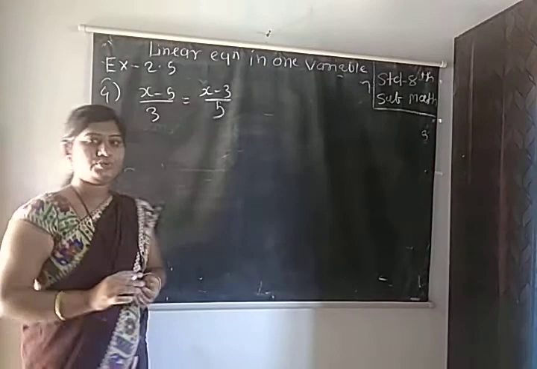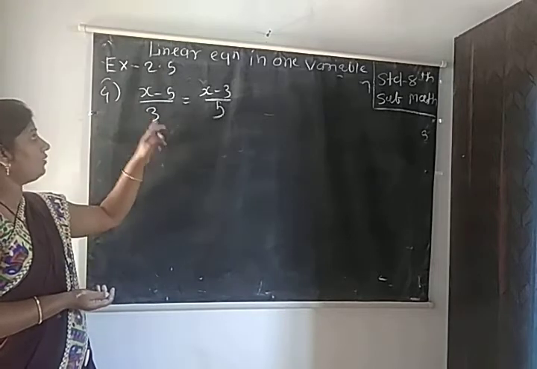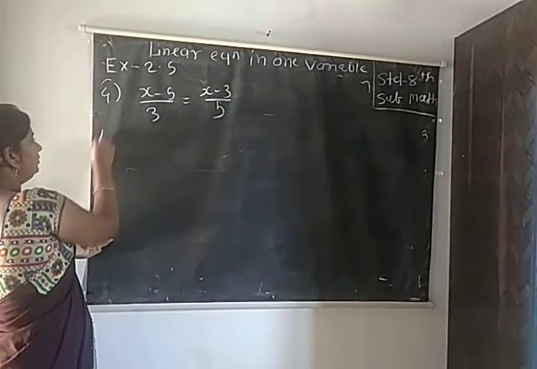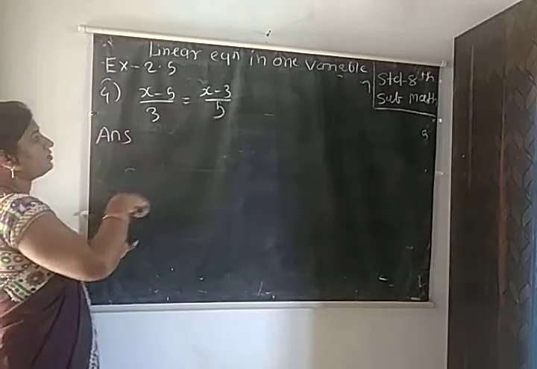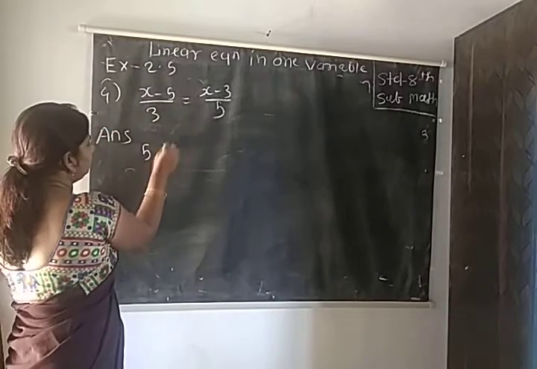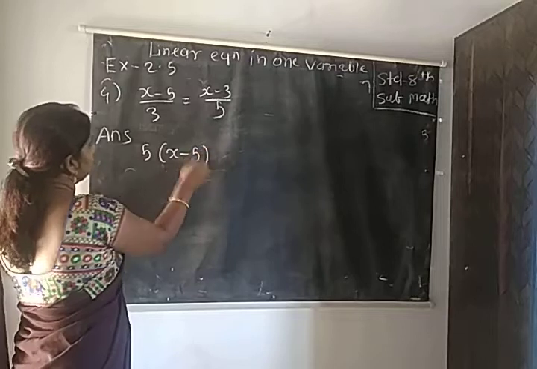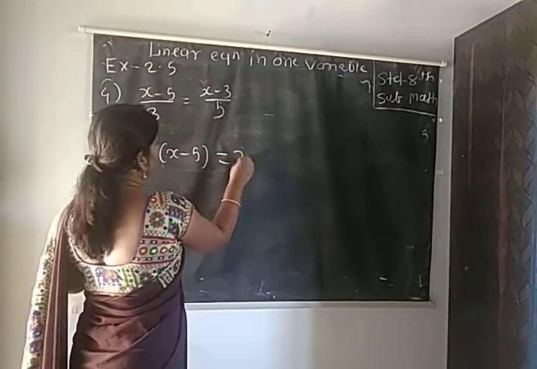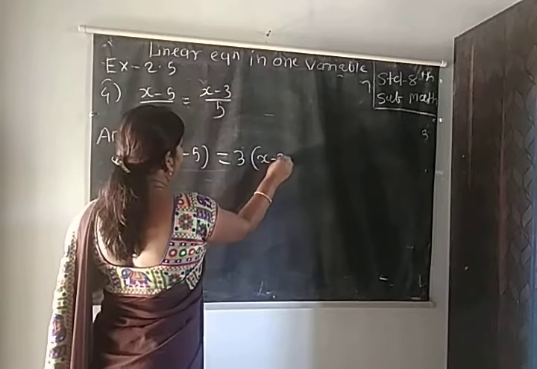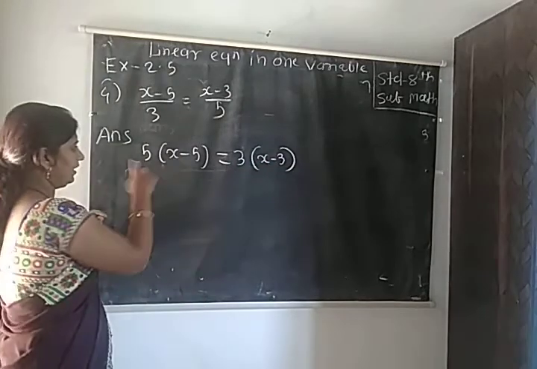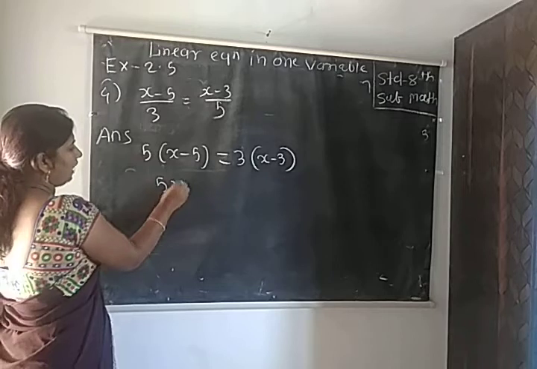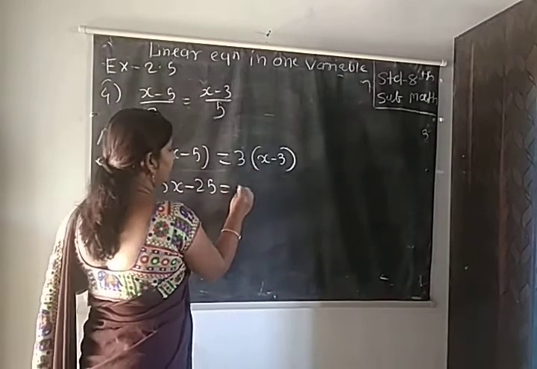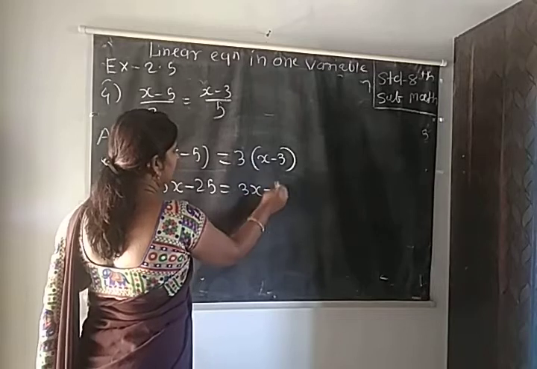Now the next question is (x minus 5) upon 3 is equal to (x minus 3) upon 5. Here we write the cross multiplication. So 5 in bracket (x minus 5) is equal to 3 in bracket (x minus 3). Now multiply: 5 times x is 5x, minus 5 times 5 is 25, is equal to 3 times x is 3x, minus 3 times 3 is 9.